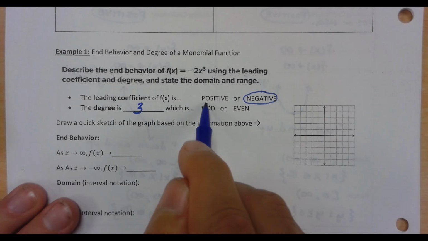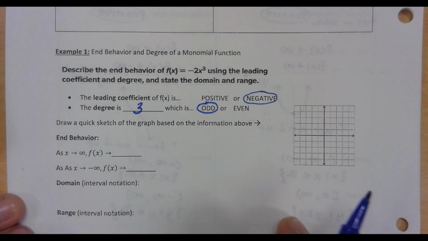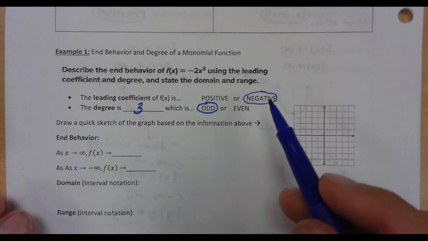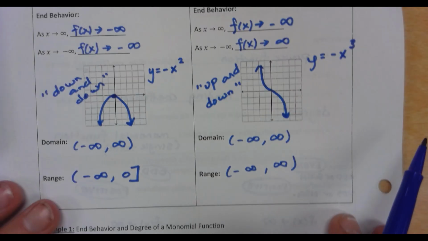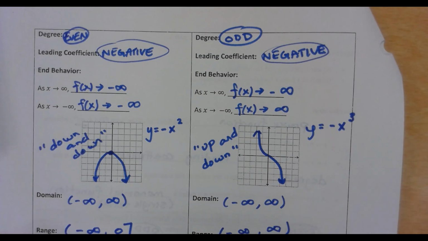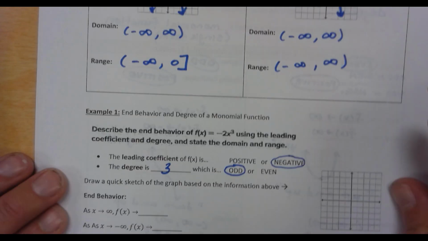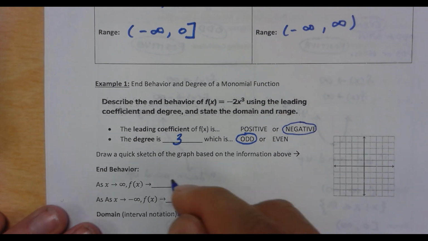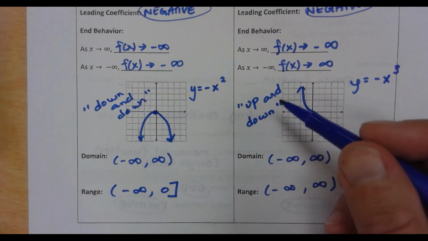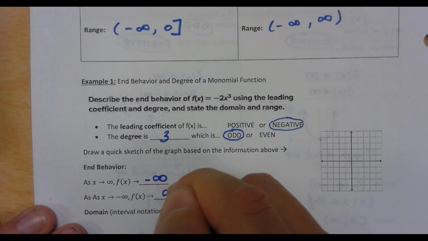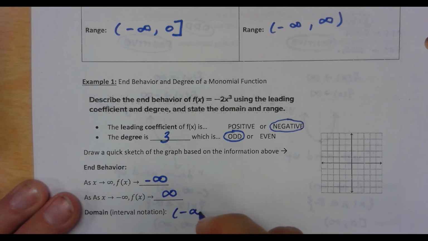It's an odd number. So we are dealing with a monomial function that is odd and negative, odd, negative. Well, that's up here, odd, negative. So it's going to have all these characteristics. It's going to have this end behavior. So as x approaches infinity, f of x approaches negative infinity. As x approaches negative infinity, f of x approaches positive infinity. Domain, negative infinity to infinity. Range, negative infinity to infinity.